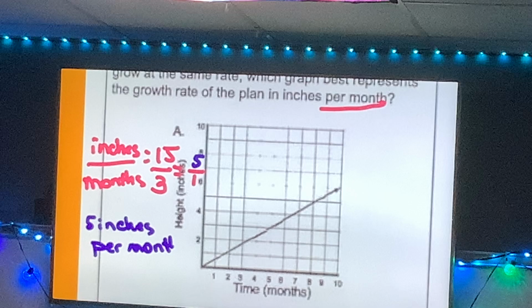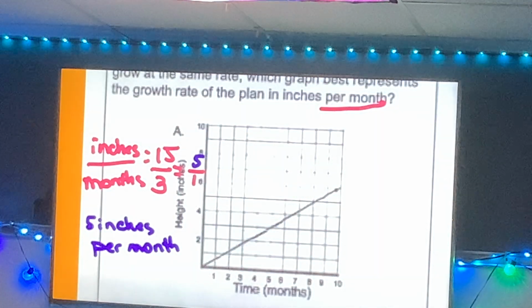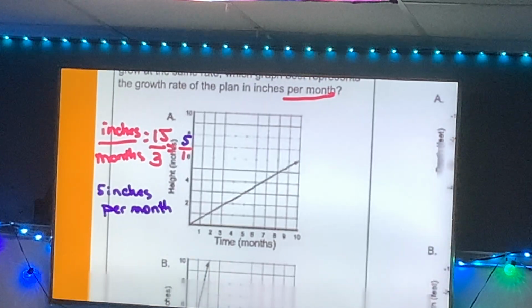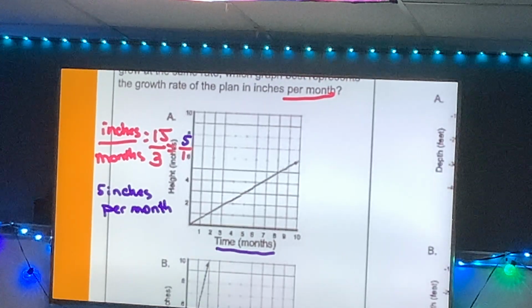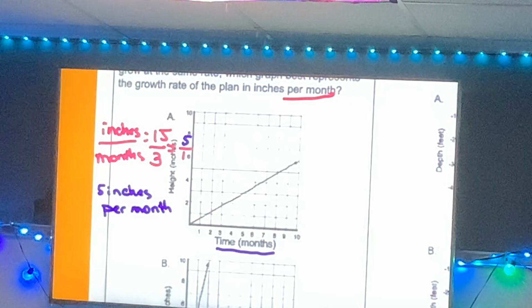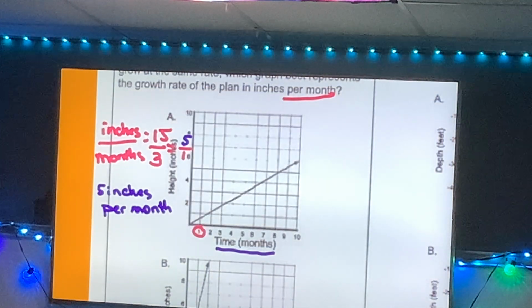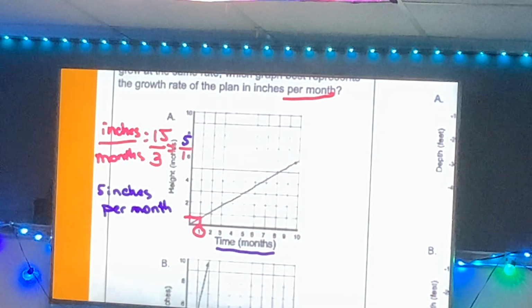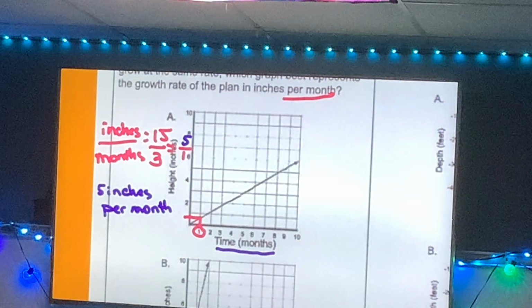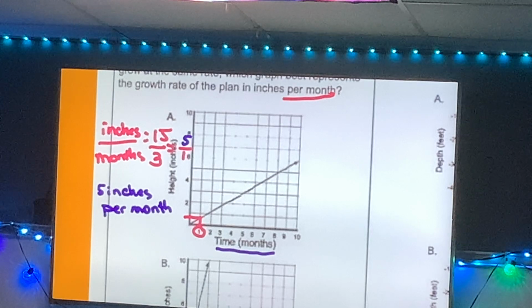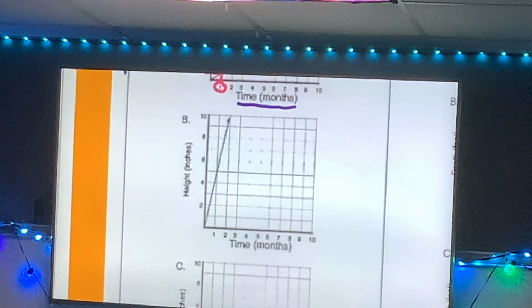Now, this is where you have to watch your labeling. This side is easy cheesy. If I look at all 4 graphs, my months are at the bottom and my height is on the side. So I am going to go at 1 month. I'm going to go up and hit my line and go over. This is your next major on your next test. Is that 5? No, so that's not your answer. Let's go to B.